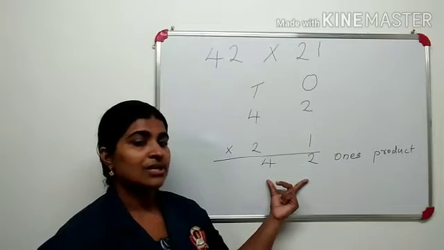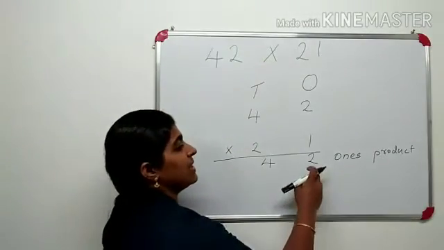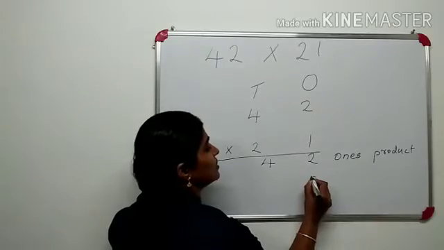And before that, you must notice that the ones place in the next row must be 0.